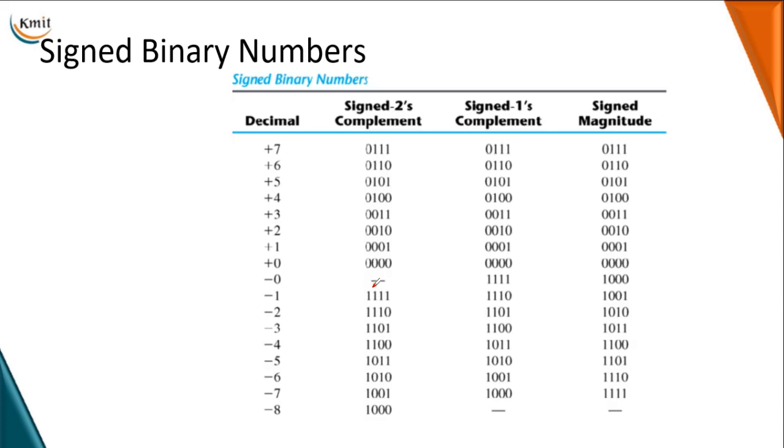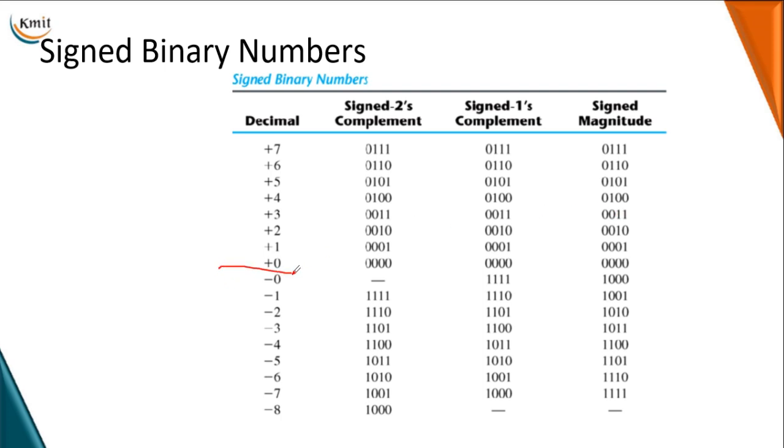Now in the next slide we have given a table which represents the positive numbers from 0 to 7 in all these three forms, and negative numbers from minus 1 to minus 8, in their signed magnitude forms, next signed ones complement form, as well as signed twos complement form.